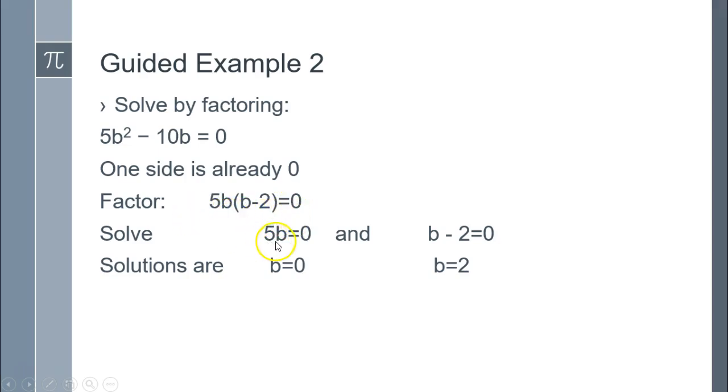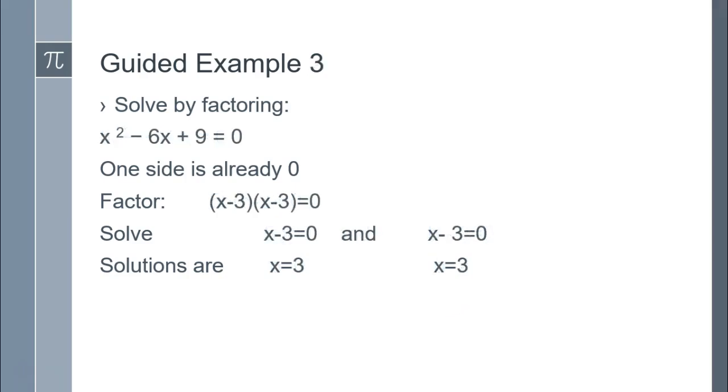So I write an equation where 5b equals 0, and I write an equation where b minus 2 equals 0. In the first equation, to get b alone, I divide both sides by 5, and b is 0. Or you could say, oh, 5 is not 0, so b must have been 0 by the zero factor property. In the second equation, b minus 2 equals 0, you add 2 to both sides and get b equals 2.